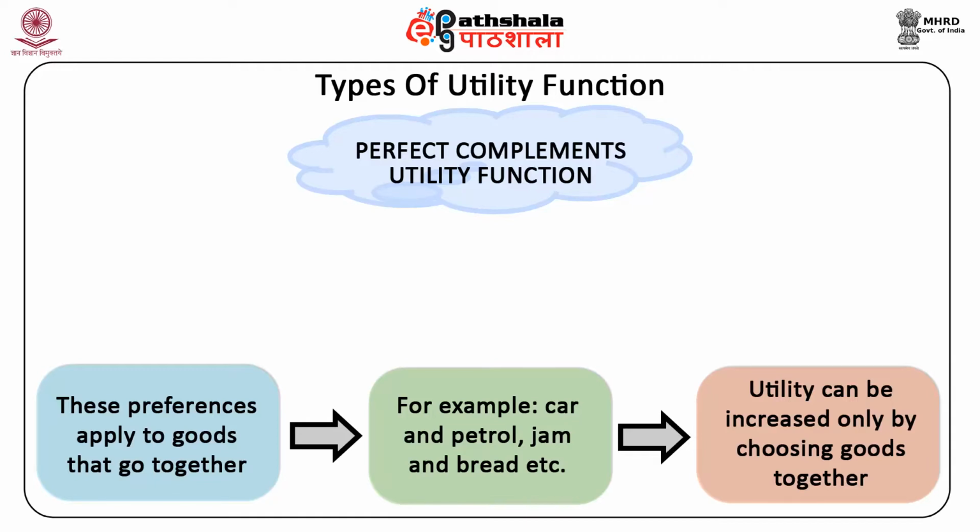Only by choosing the goods together can utility be increased. This can be expressed in the mathematical form of the following utility function, that is U = f(x, y) equal to minimum of αx and βy. Here alpha and beta are positive parameters, and the term minimum means that utility is given by the smaller of the two goods in the parenthesis.